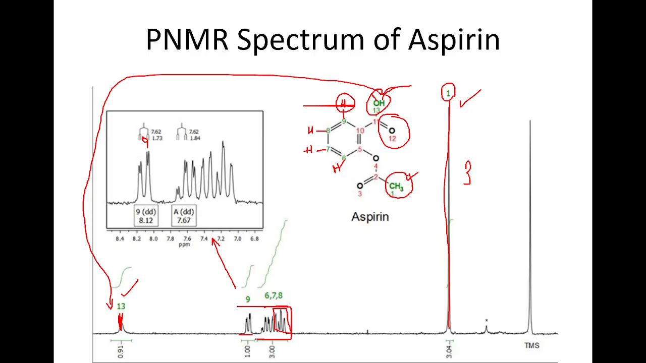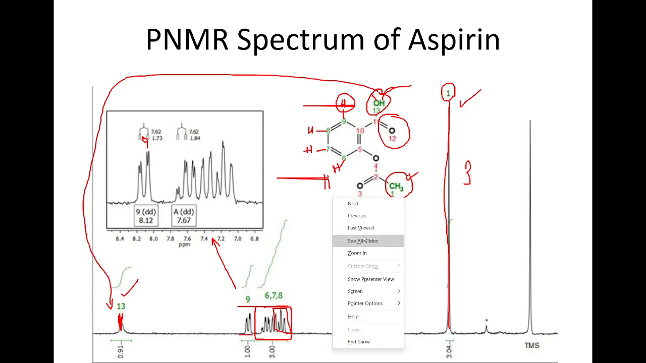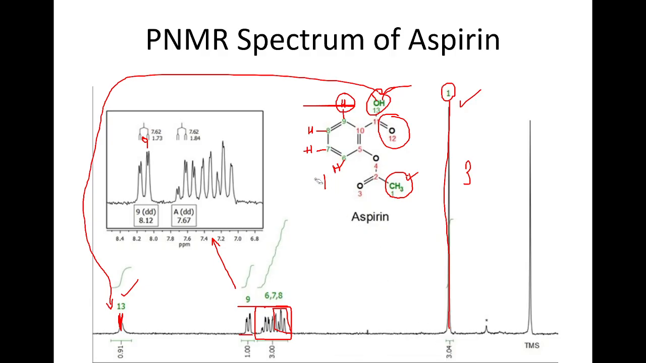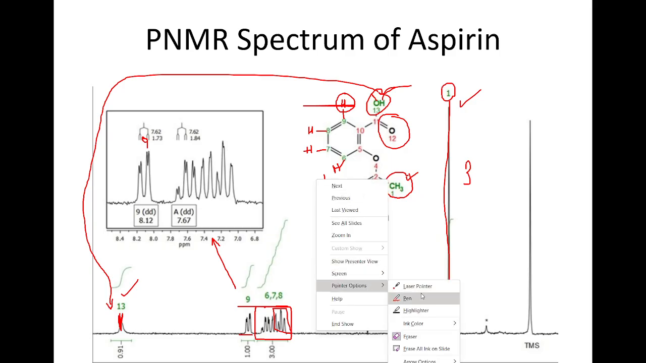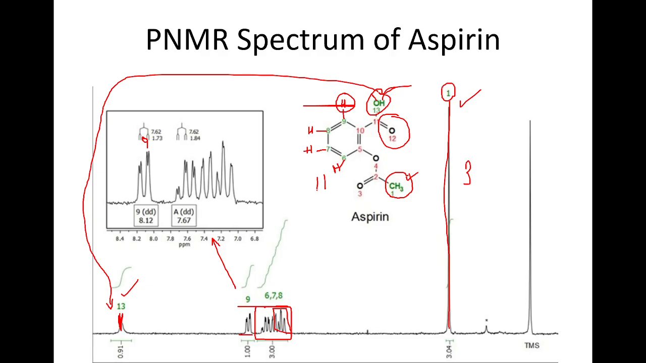Together, what we get is a complicated overlapped signal. But in fact, this is a doublet. Why is it a doublet? Because there's no neighbor here. There's one neighbor here. So that's a doublet. I don't know why it's doing that. So this is a doublet. That one, 6, is a doublet. Easy.